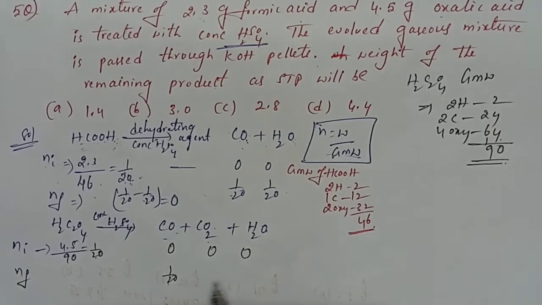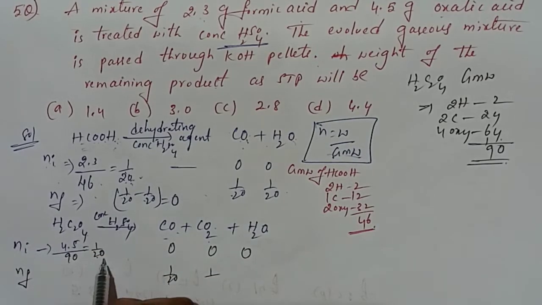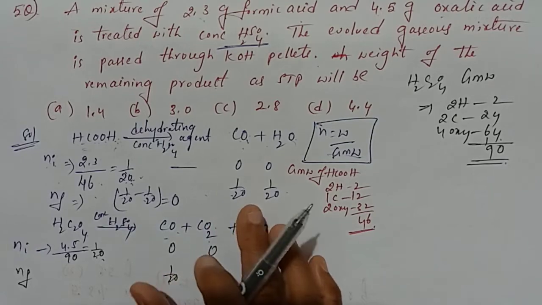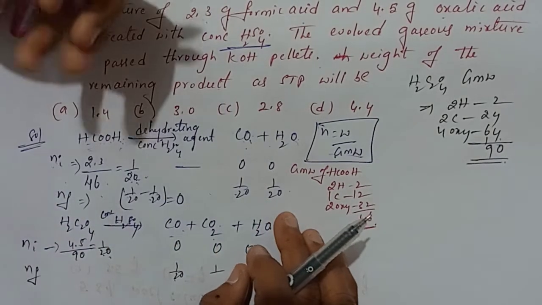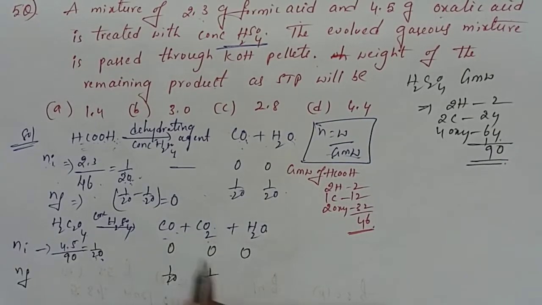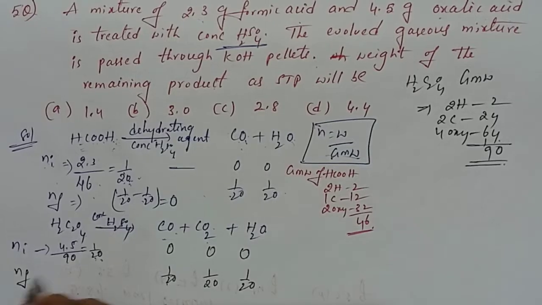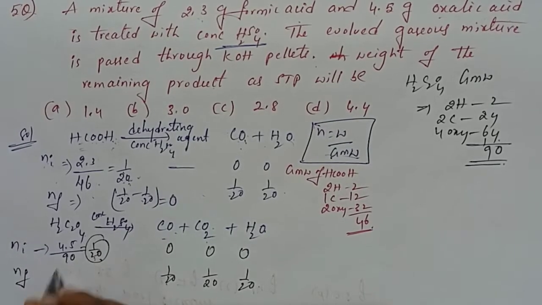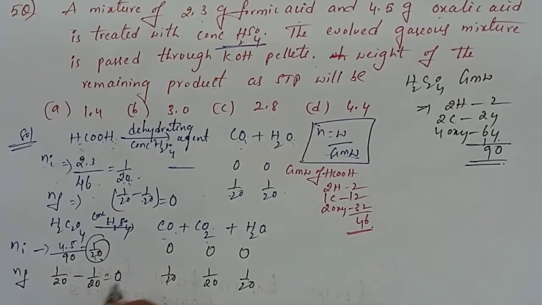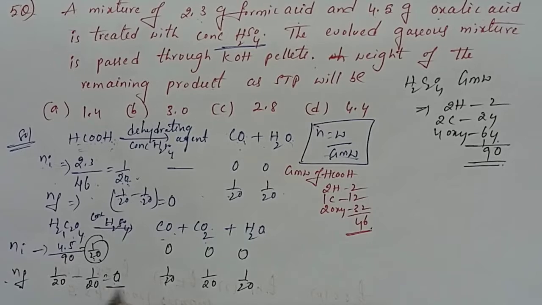The initial one is completely decreased, and the product concentration will become 1 by 20. This concentration decreases, this concentration increases. So 1 by 20, 1 by 20. This number of moles, how much, students? Initial 1 by 20 minus final 1 by 20, so the final number of moles of oxalic acid is 0.